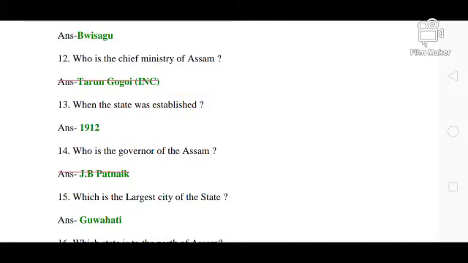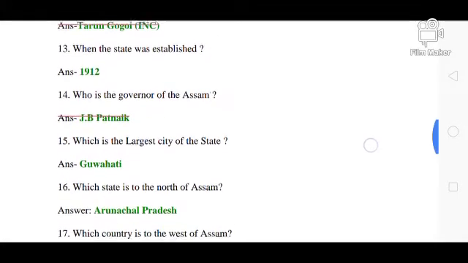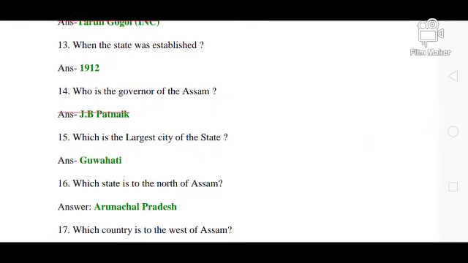Sir, the correct answer is Sarbananda Sonowal from the BJP party. Next question, when was the state established? When was the state Assam established?